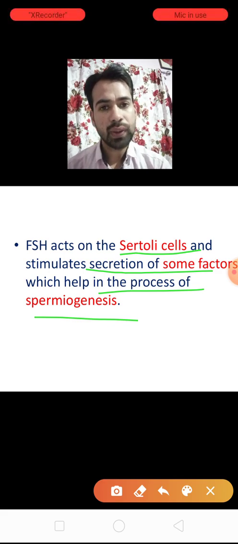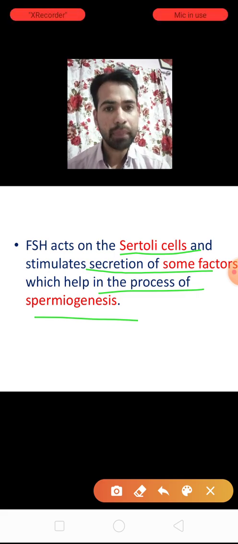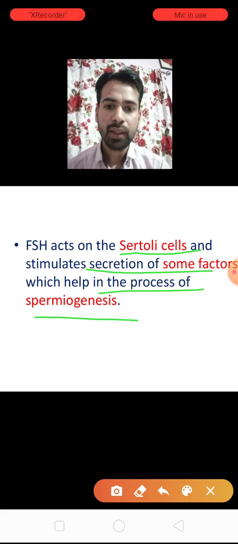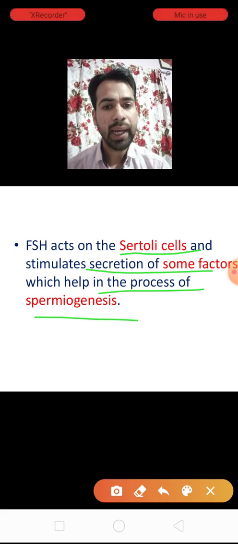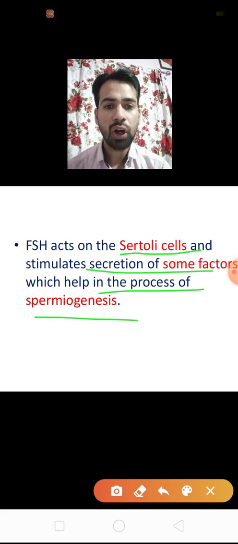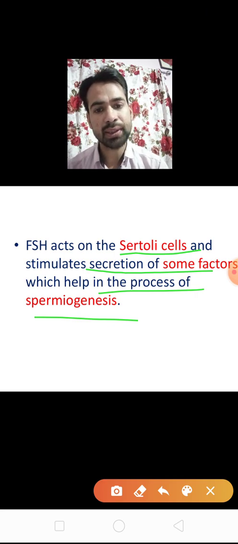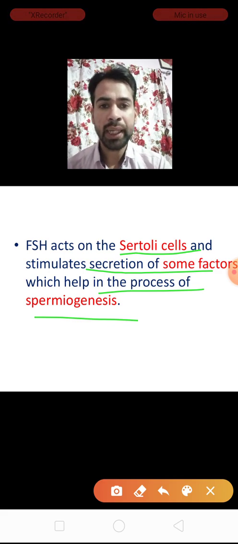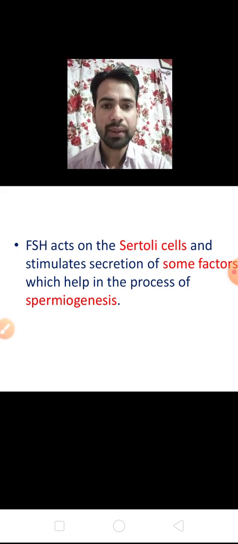So the LH, luteinizing hormone, secretes the androgen, male hormone, that stimulates spermatogenesis, and FSH acts on Sertoli cells and stimulates the secretion of some factors which help in the process of spermiogenesis. These are the two hormones of GnRH, that is gonadotropin releasing hormone. Clear? So children, now the sperms are formed.